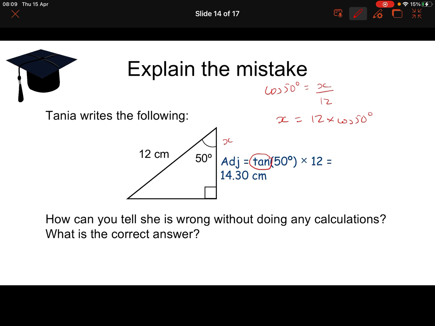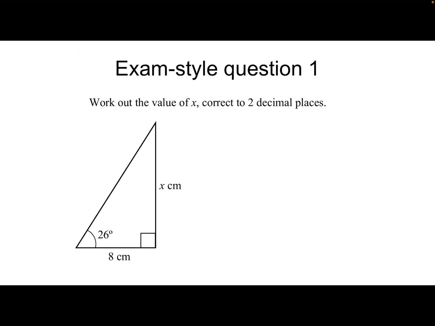I'm going to put that into my calculator. 12 times cosine of 50 is equal to 7.71. And now it's making a lot more sense. It's smaller than 12. Right, quick exam question. Stop your video and have a go.